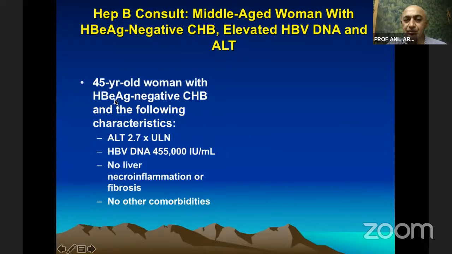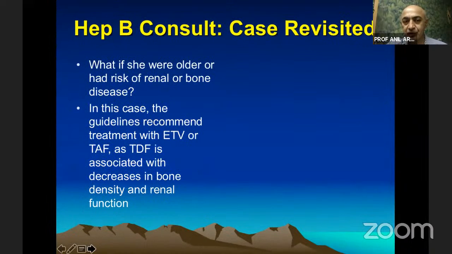Look at this middle-aged lady who is HBe antigen negative, with raised ALT and high HBV DNA, but she has no other comorbidity. Because ALT is raised and DNA is high, you need to give some sort of therapy. So people older than 30 years, middle-aged and old people, who have replicative virus and raised ALT certainly do need antiviral therapy. And as I said, today you have to choose either tenofovir, preferably TDF, or entecavir.